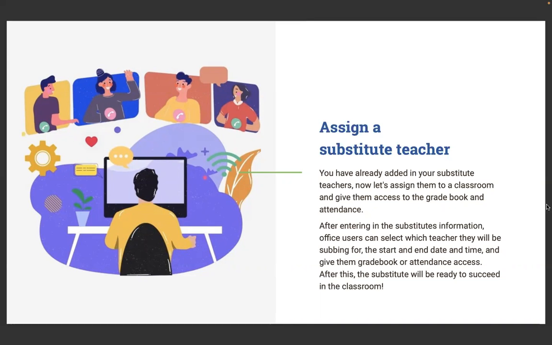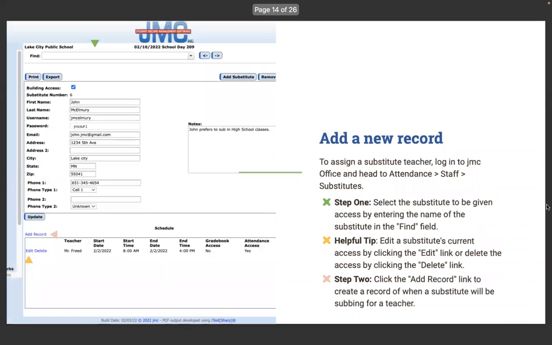After entering the substitute's information, office users can select which teacher will be subbing for the start and end date and time, and give them gradebook or attendance access. After this, the substitute will be ready to succeed in the classroom. So basically, here's the screen. And what we're going to talk about here is, again, finding up here in the dropdown, selecting the substitute, and you go in the office program under attendance, staff, substitutes.